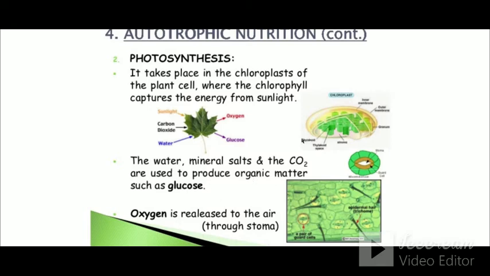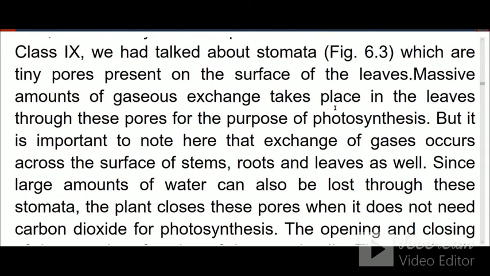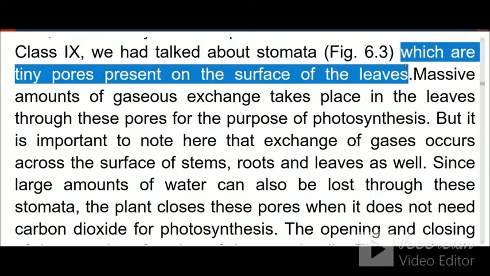So here is a diagrammatic representation of what we have just read. Now let us study how plants obtain carbon dioxide. In class 9 we had talked about stomata. So stomata are the openings and closings from where the exchange of gases and water takes place, which are tiny pores present on the surface of the leaves. What are stomata? They are just tiny pores present on the surface of the leaf.